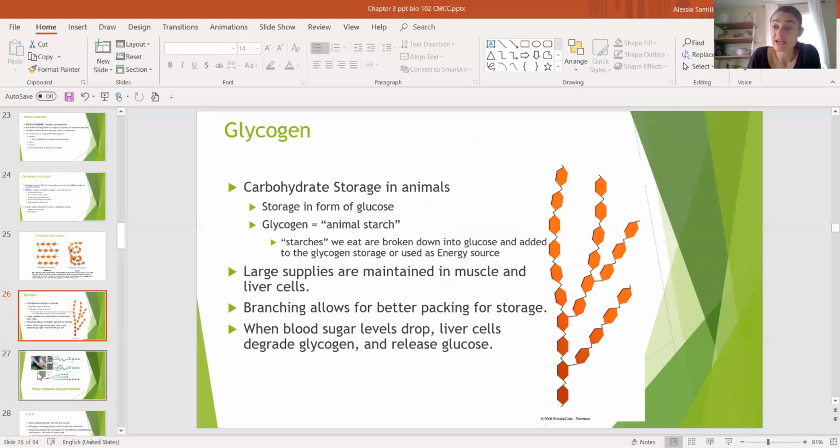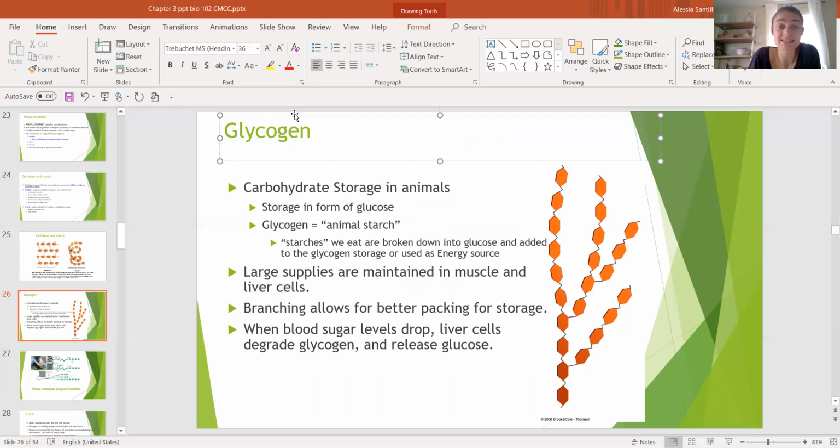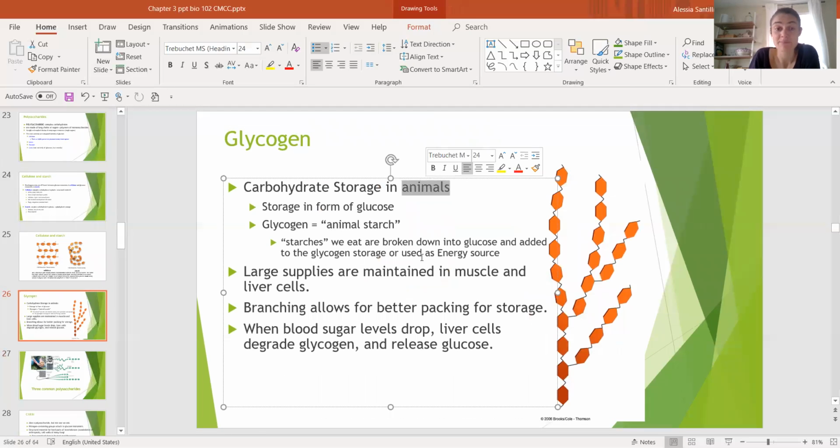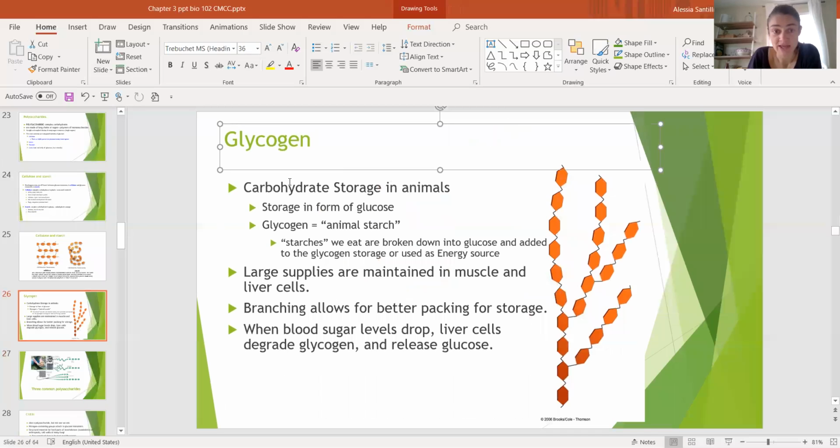All right, so the next polysaccharide we're going to talk about is glycogen. Glycogen is found in animals. It basically acts as starch. Okay, it's a carbohydrate storage, so it stores carbohydrates as our energy reservoir, but in animals.